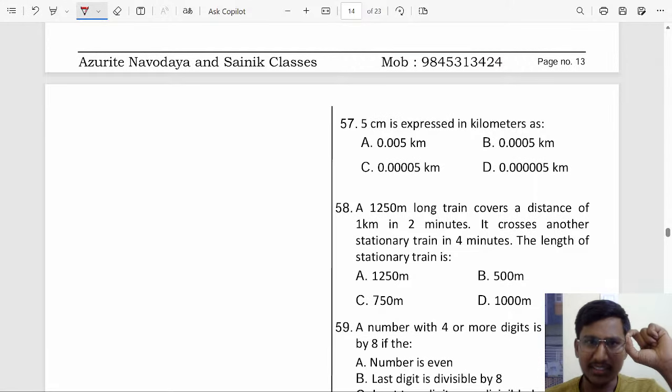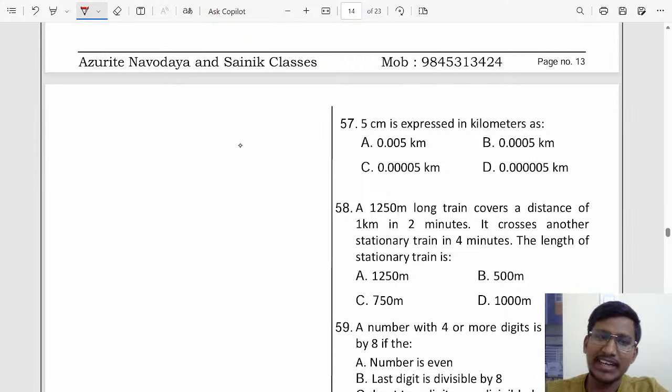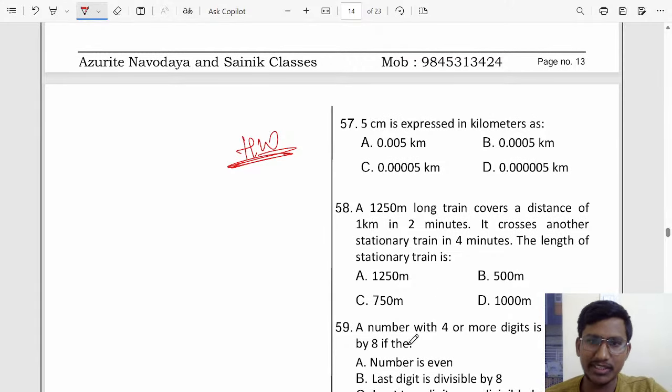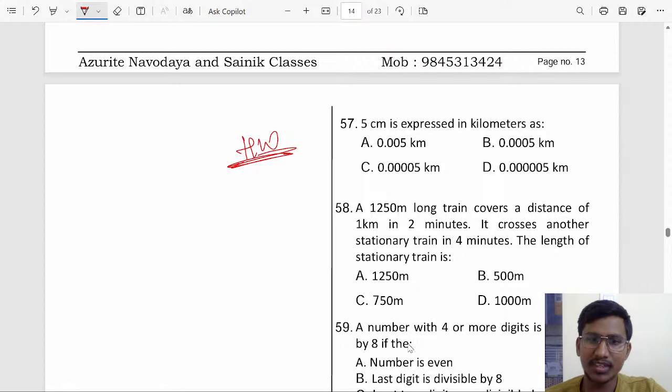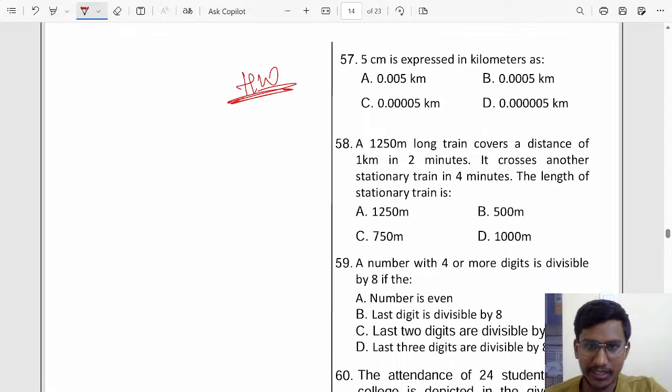I will give you 1 minute. This is a very easy question, so you have to do it as homework and write the answers in the comment section. So this is homework for you. Write the answers and comment them. Okay, so let us do question 58.